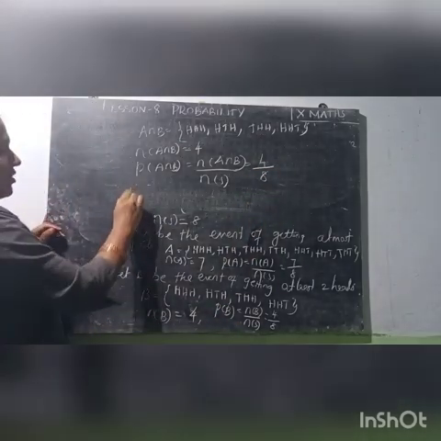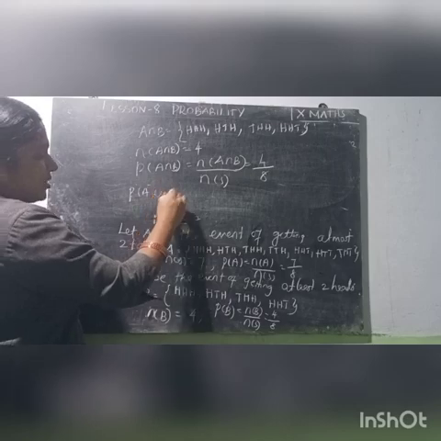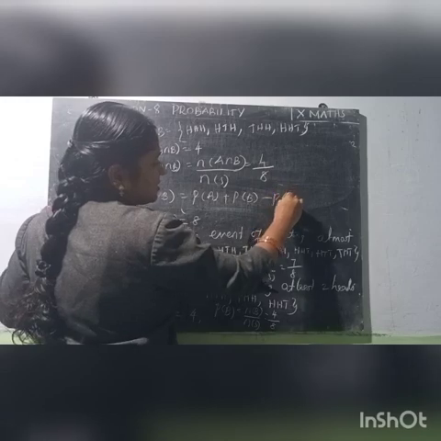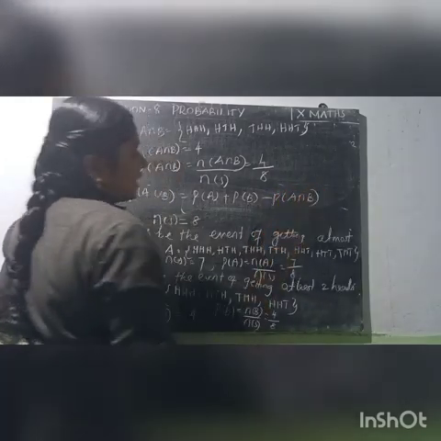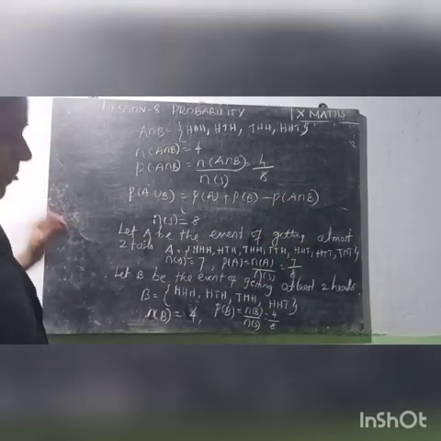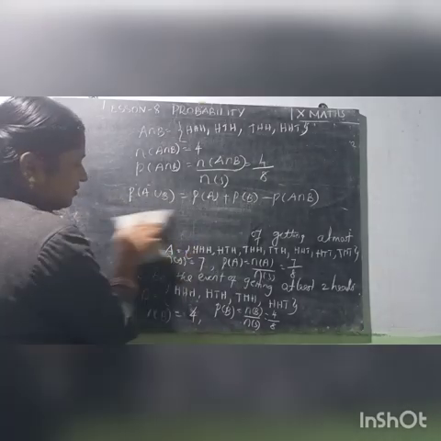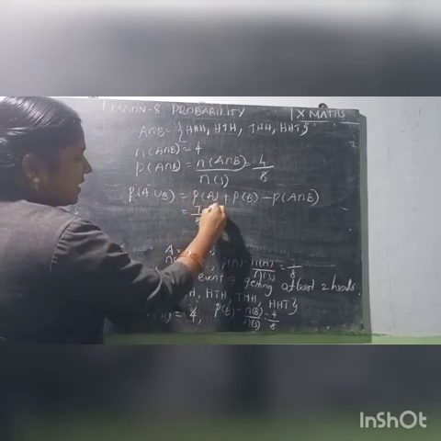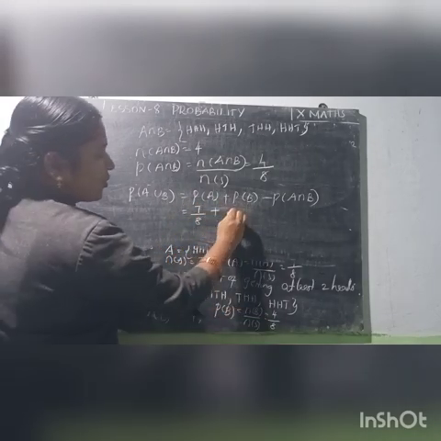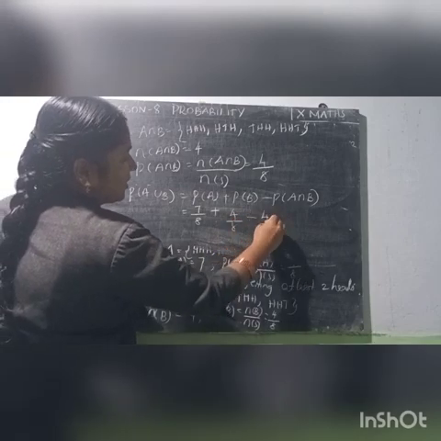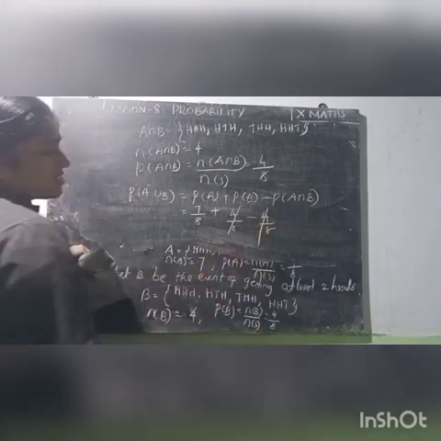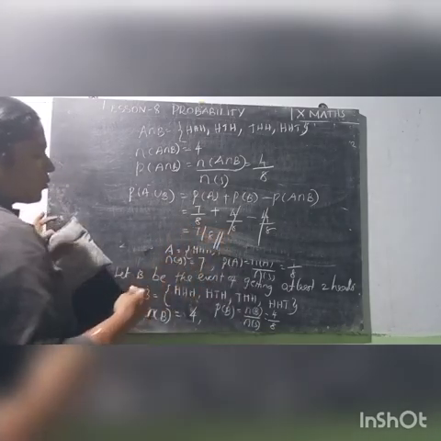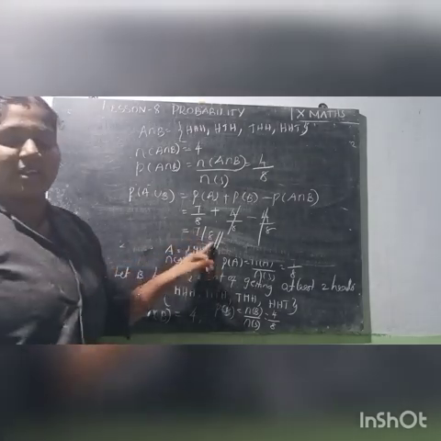Now we can substitute in the formula. The formula is P of A union B equal to P of A plus P of B minus P of A intersection B. P of A value is 7 by 8. P of B value is 4 by 8. P of A intersection B value is 4 by 8. Plus 4 by 8 minus 4 by 8, 0. So the answer is 7 divided by 8. So now the probability value is 7 by 8.